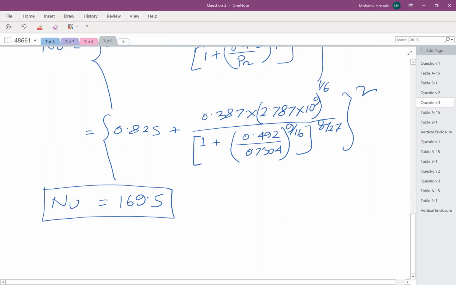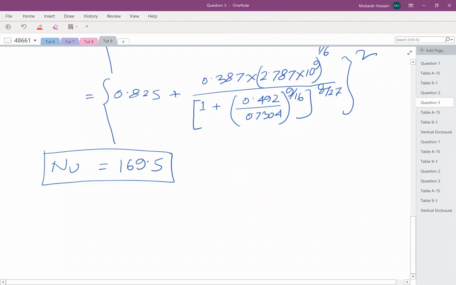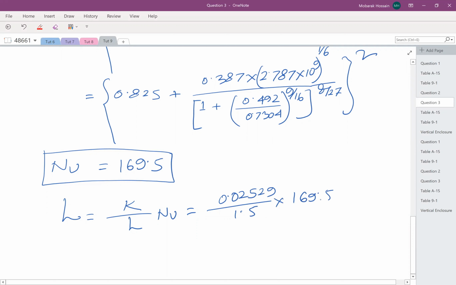Now from this Nusselt number, we'll calculate the heat transfer coefficient. So the heat transfer coefficient is thermal conductivity over height times the Nusselt number. 0.02529 over 1.5, so it is 2.858 watt per meter square Kelvin.